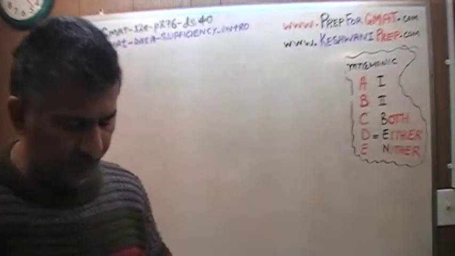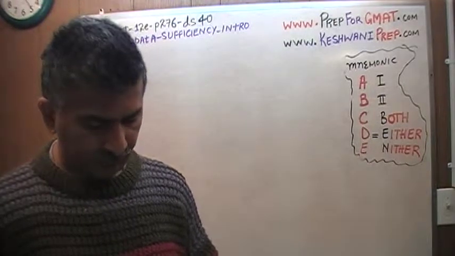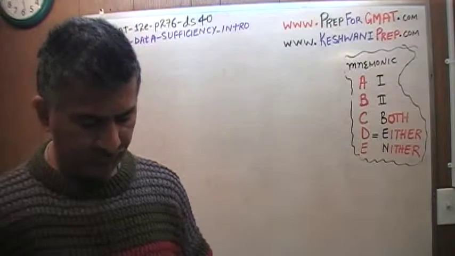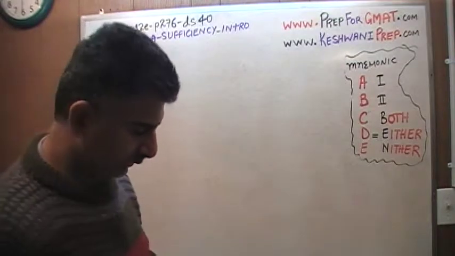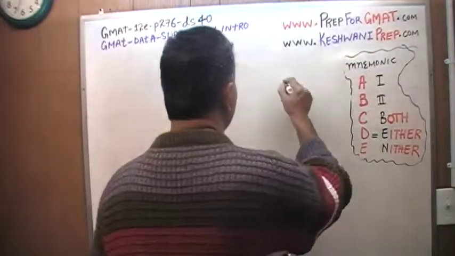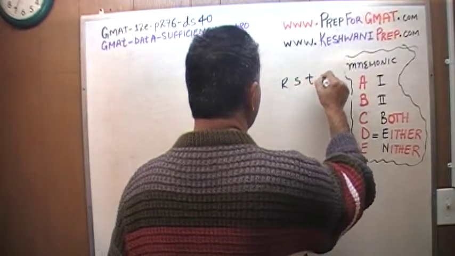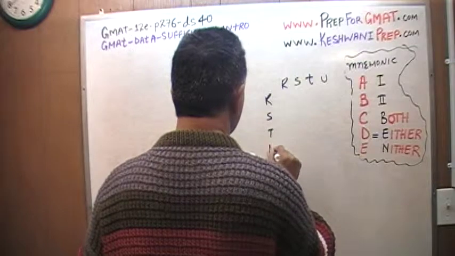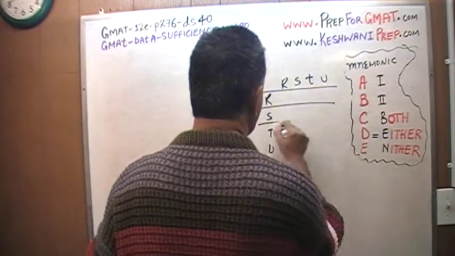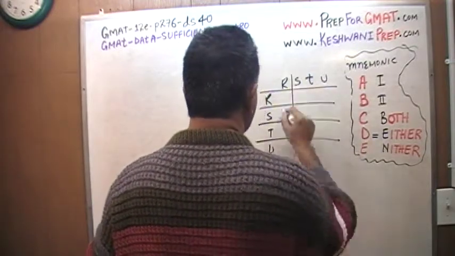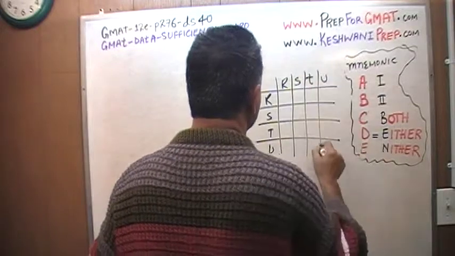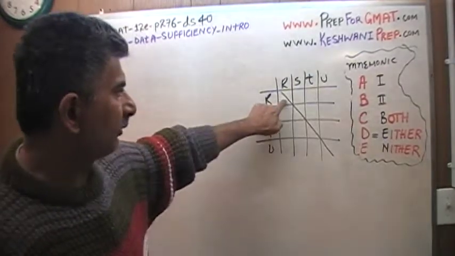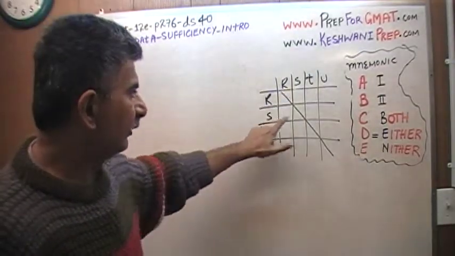It says the table above shows the distance between any two of the four major cities. There are four cities, R, S, T, and U. And of course this is going to be empty because the distance from R to R obviously is 0, distance from S to S is 0, and so forth.